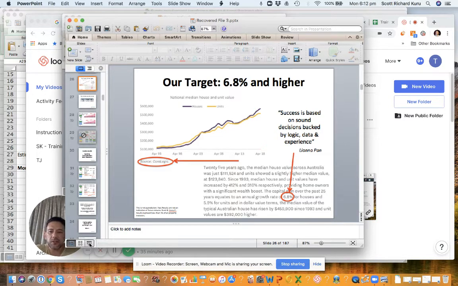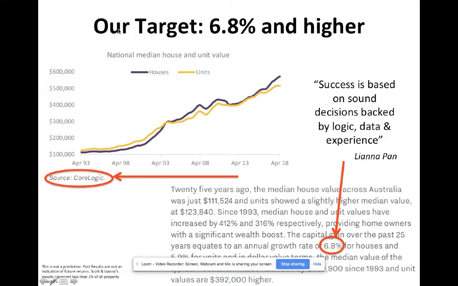So the first thing that I want to show you is this. The median growth rate for Australian property over the last 25 years is 6.8%. So 6.8% is very close to 7%. If you get 7% per year annual capital growth rate, then in 10 years, your property will thereabouts double. It'll basically double in value. So 6.8% is the target. We don't want to get anything below that, but we want to get at least 6.8% and above.